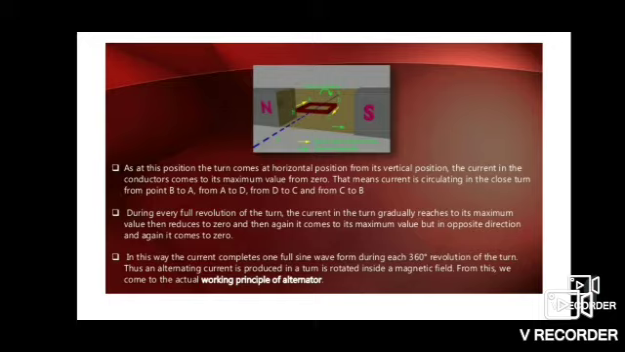During every full revolution of the turn, the current in the turn gradually reaches its maximum value, then reduces to 0, and then again comes to its maximum value but in the opposite direction, and again comes to 0. In this way, the current completes one full sine wave during each 360 degree revolution of the turn. Thus, an alternating current is produced when a turn is rotated inside a magnetic field. From this, we come to the actual working principle of alternator.